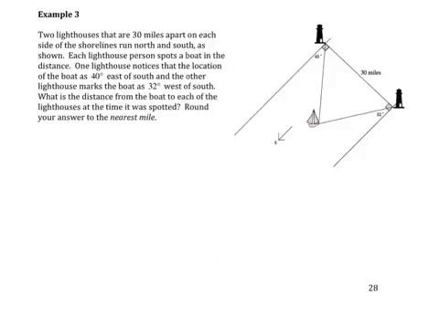Another application problem. There are going to be more steps in this problem compared to all the others, just to forewarn you. So there are two lighthouses that are 30 miles apart, as you can see in the diagram. On each side, shorelines run north and south as shown. Each lighthouse person spots a boat in the distance. One lighthouse notices that the location of the boat is 40 degrees east of south, and the other lighthouse marks the boat as 32 degrees west of south. What is the distance from the boat to each of the lighthouses at the time it was spotted?